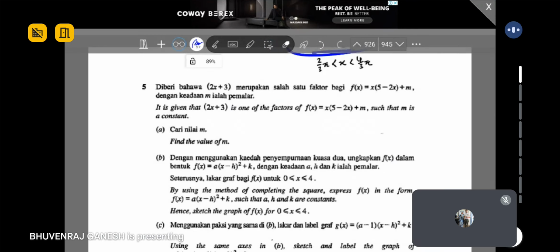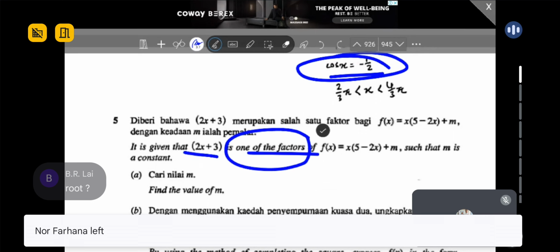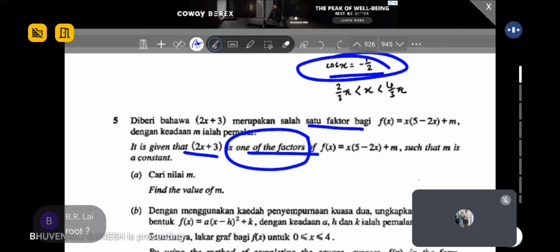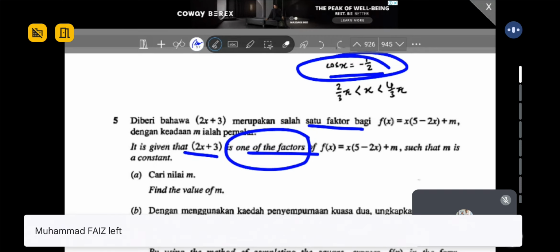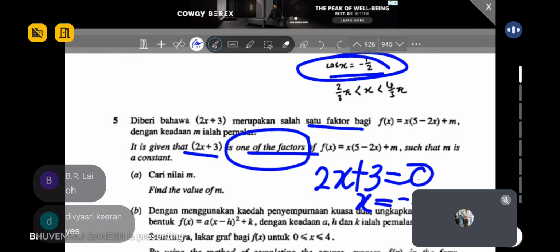Okay, for this question, guys, they tell you 2x plus 3 is one of the factors. So guys, what is the meaning of factors? 2x tambah 3 ni adalah factor. So what does factor mean? Not really root, but you can find the root from the factor. Am I right? You just do 2x plus 3 equal to 0. So you can find one of your roots already. That's the meaning of factor, guys. Kamu boleh cari satu nilai x ataupun punca kamu.